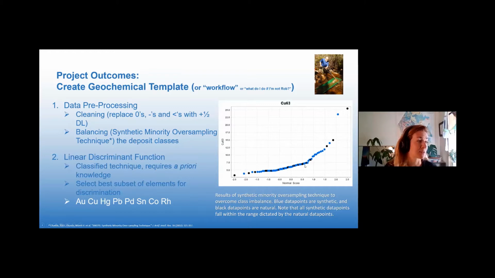And once the class balancing was finished, we did a linear discriminant function analysis. So this is a classified technique, which requires a priori knowledge, which is a way of saying that we took the information that we have, in this case, some training data, and we said, we know these gold grains are from those deposit styles. So which subset of the elements that I happen to have in my database are going to do the best job, in some linear combination or some equation, of best separating my different deposit styles? And it turns out that these elements listed on the bottom were the best.